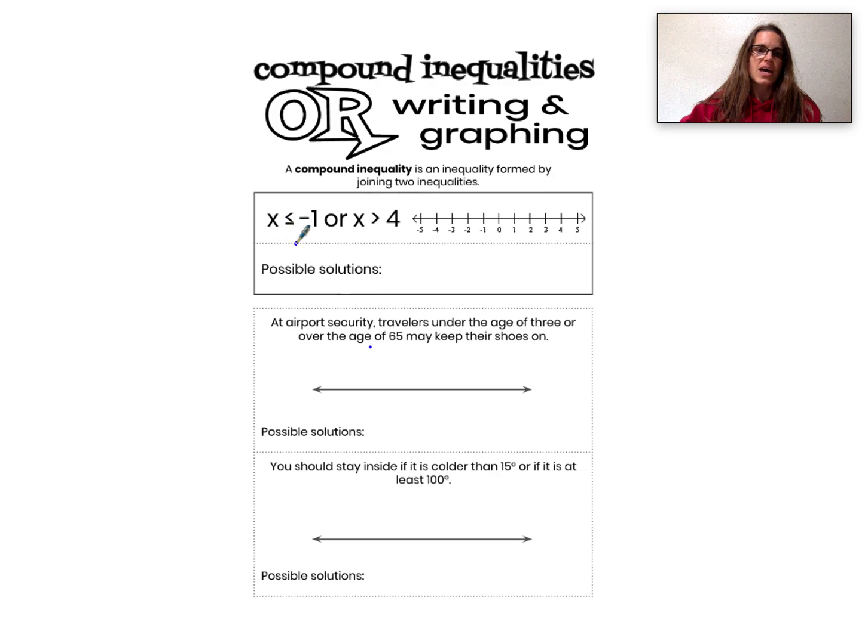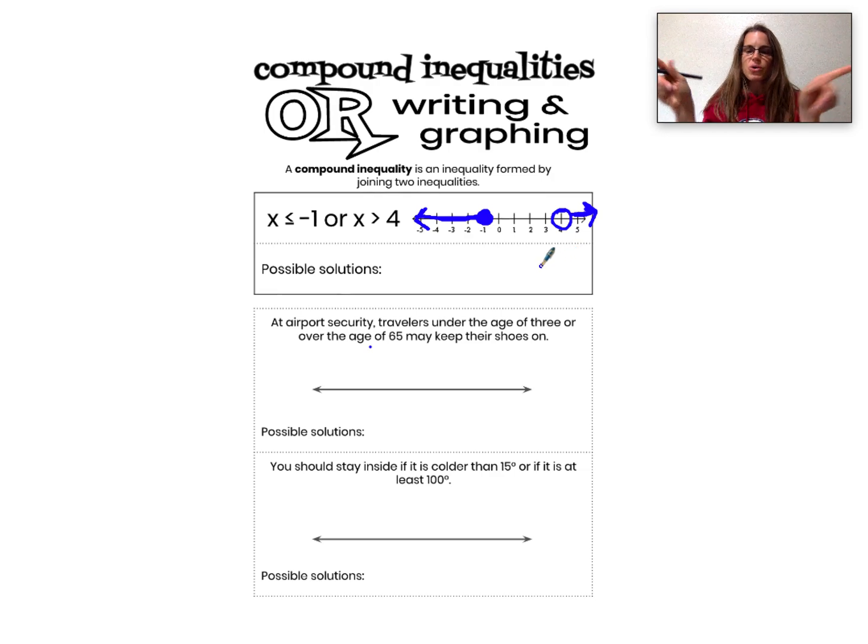So first we'll graph x is less than or equal to -1. X is less than or equal to -1 because of the equal sign. I have a closed dot at -1, and then an arrow to the left indicating that x can be anything less than -1. Then I'm going to graph x is greater than 4 on the same number line. Open dot at 4 because x can't be 4. Arrow to the right because x can be anything greater than 4.